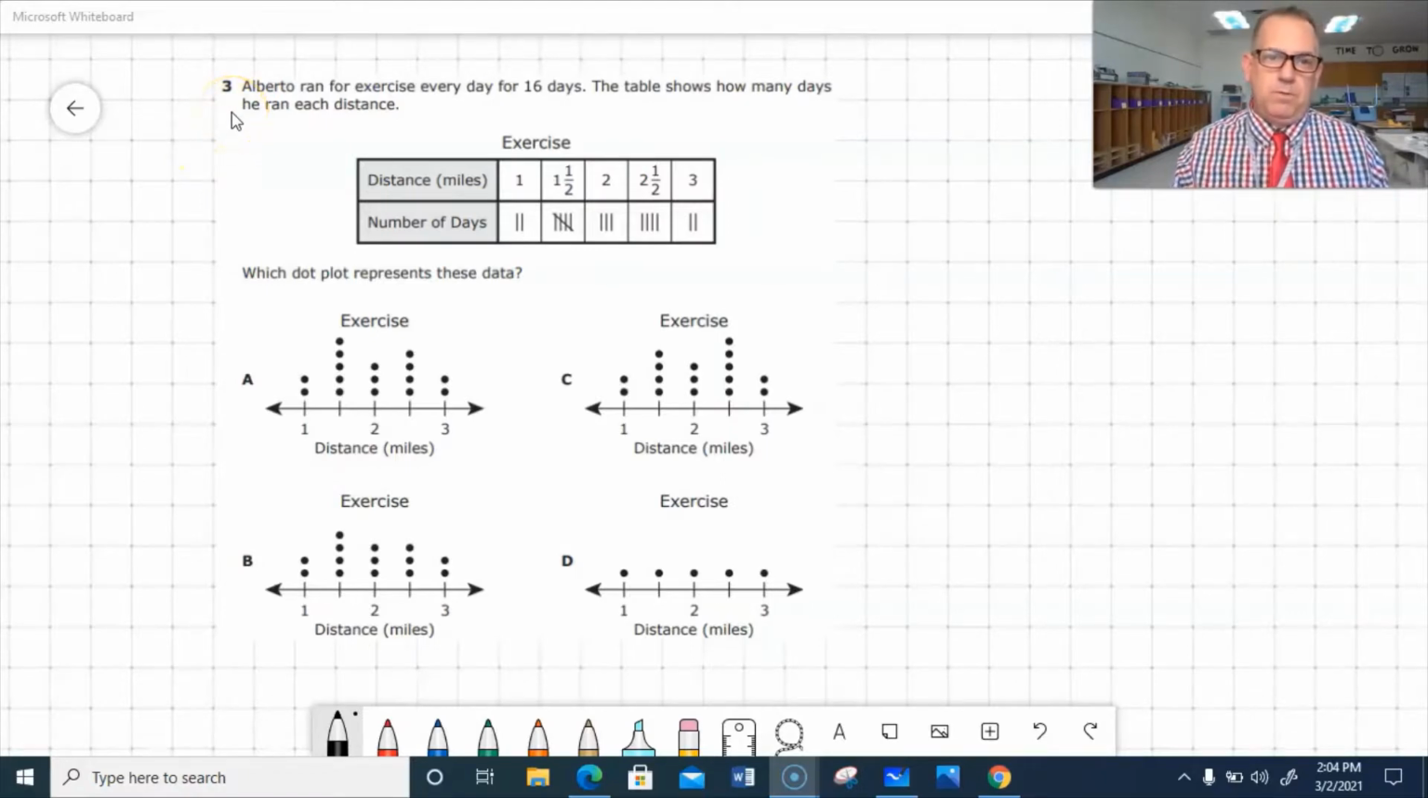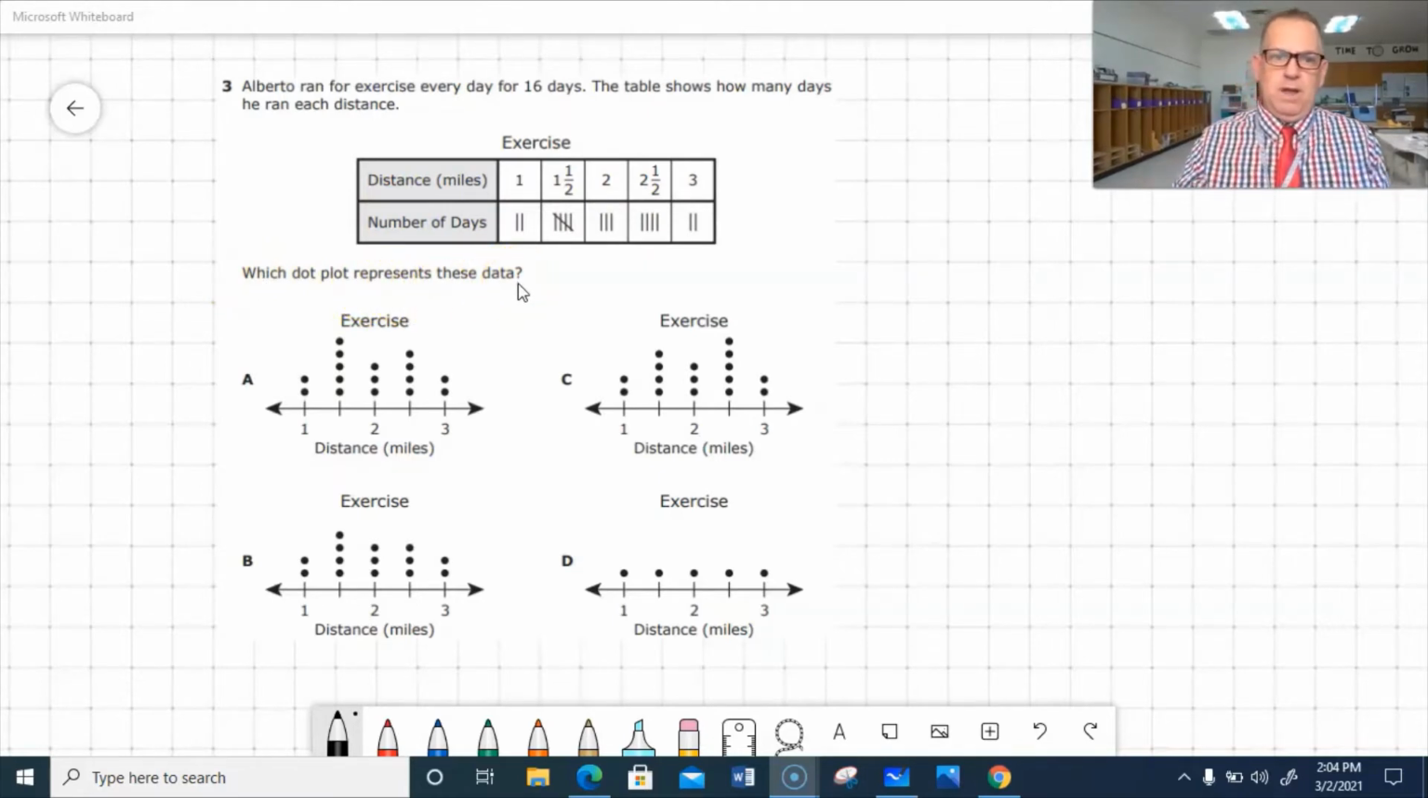Okay, we'll go to problem number 3. It says, Alberto ran for exercise every day for 16 days. The table shows how many days he ran each distance. So this row right here is the distance that he ran, and the hash marks are how many days he did that for. What we're trying to figure out is which dot plot represents these data.